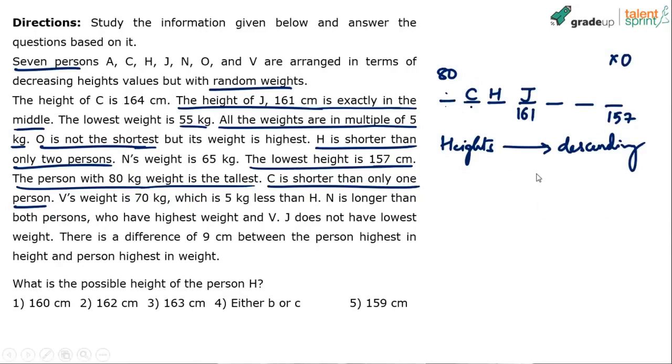So now it's fixed. I think in the first statement he said the height of C is 164. Height of C is 164, right? So I can say this is 164.